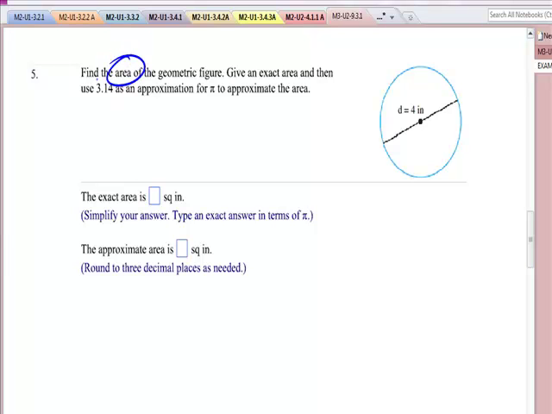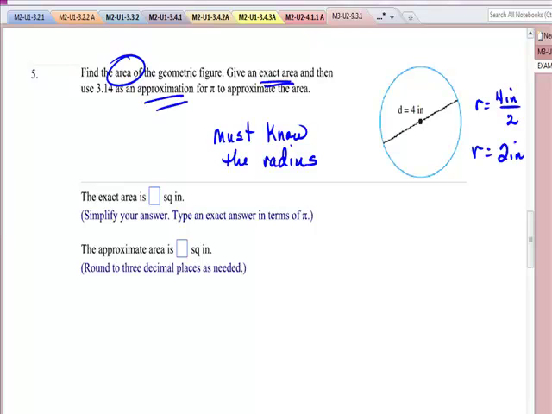Find the area of the geometric shape. Oh, and it asked me to do 2 things. Exact area and then approximation. Okay, I'm kind of used to doing that, but it is a new kind of problem. Area, you must know the radius. If the diameter is 4, then the radius will be 4 inches divided by 2. I know you can do that in your head.